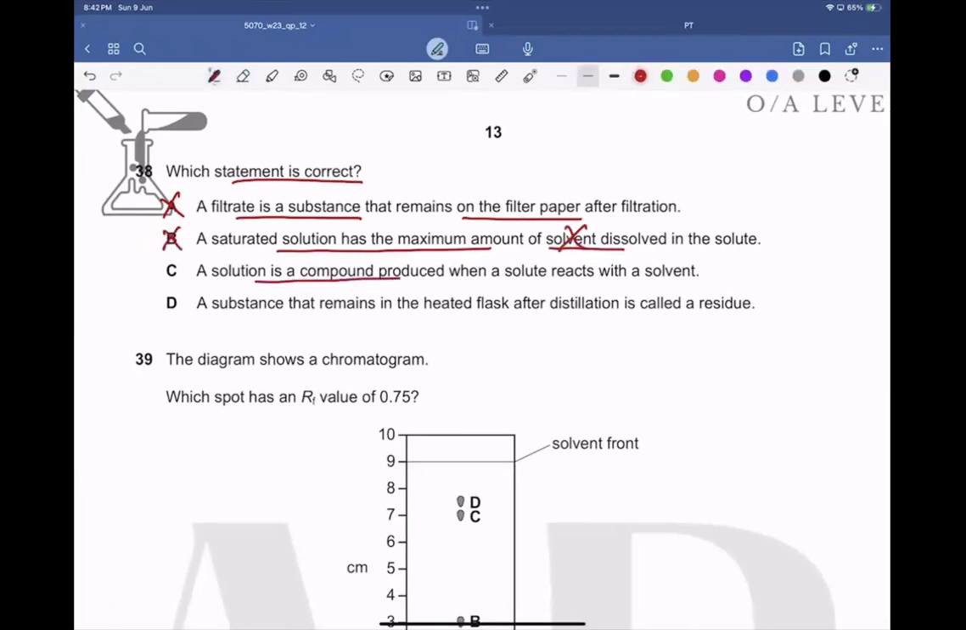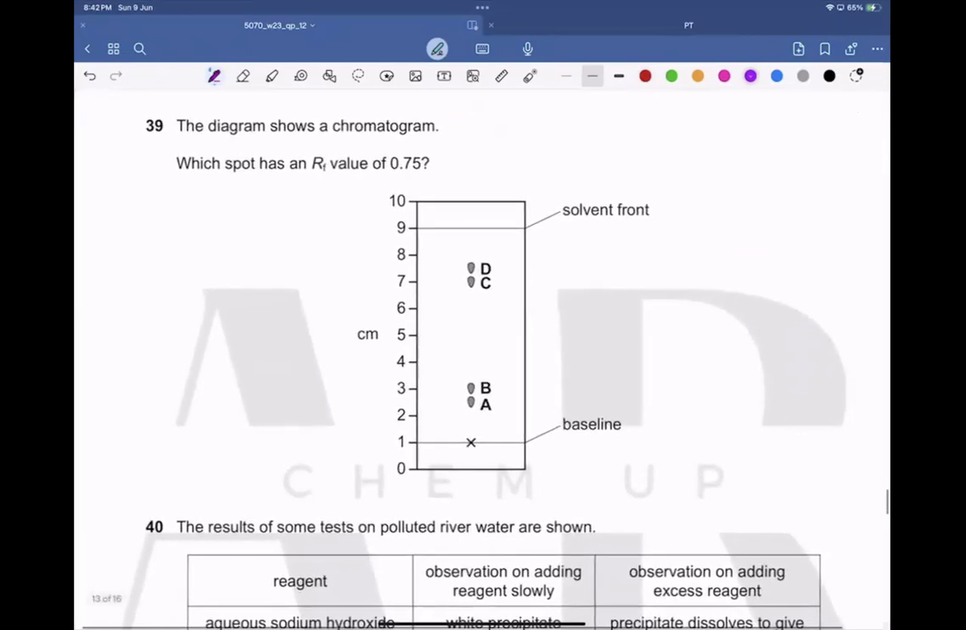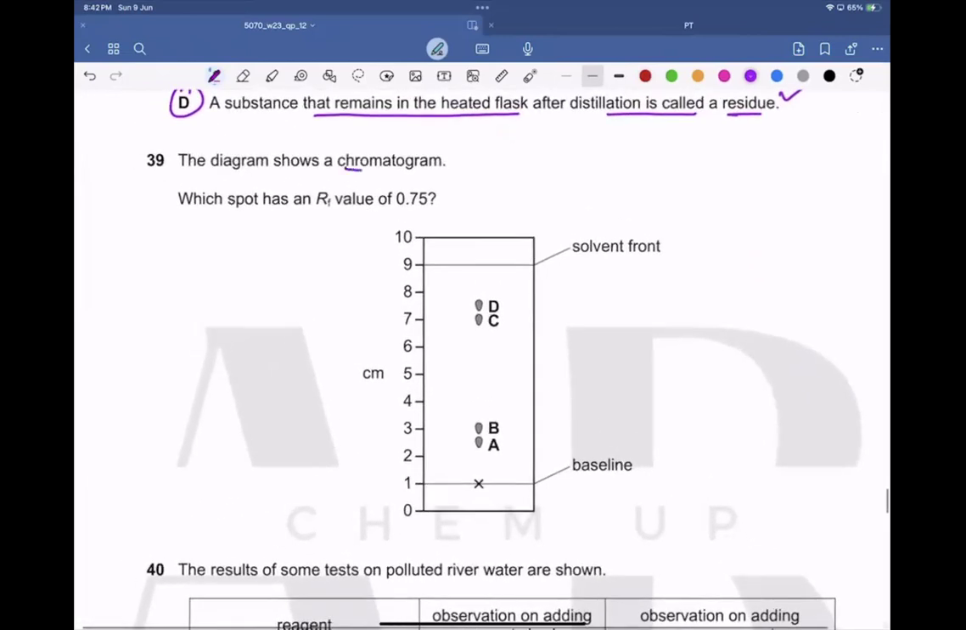A solution is a compound produced. No, it's not a compound, it is a mixture. So C goes wrong as well. It means D is the correct answer. A substance that remains in the heated flask after the distillation is called residue. Yes, it is. Now, question number 39. A diagram shows the chromatogram. Which spot has an RF value of 0.75?